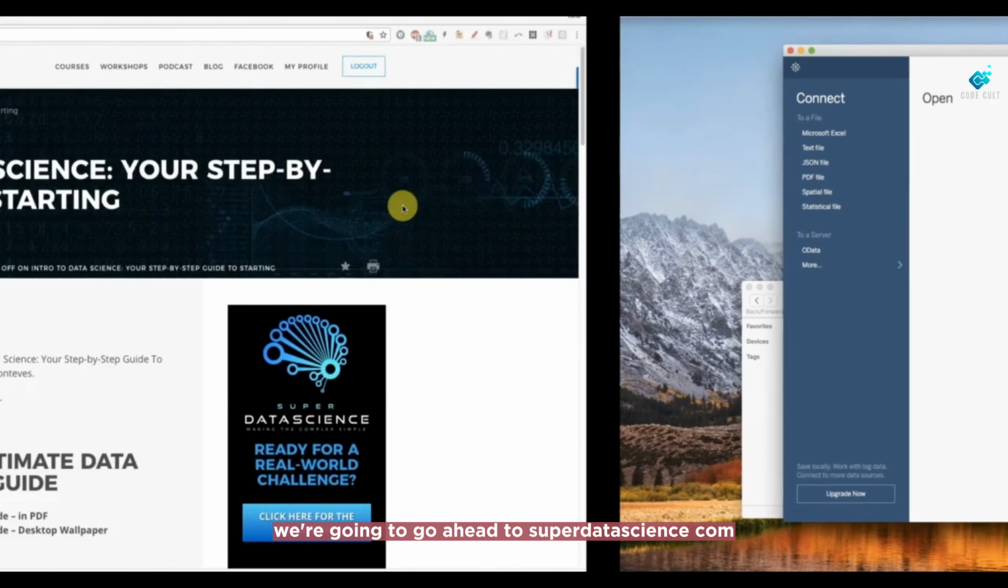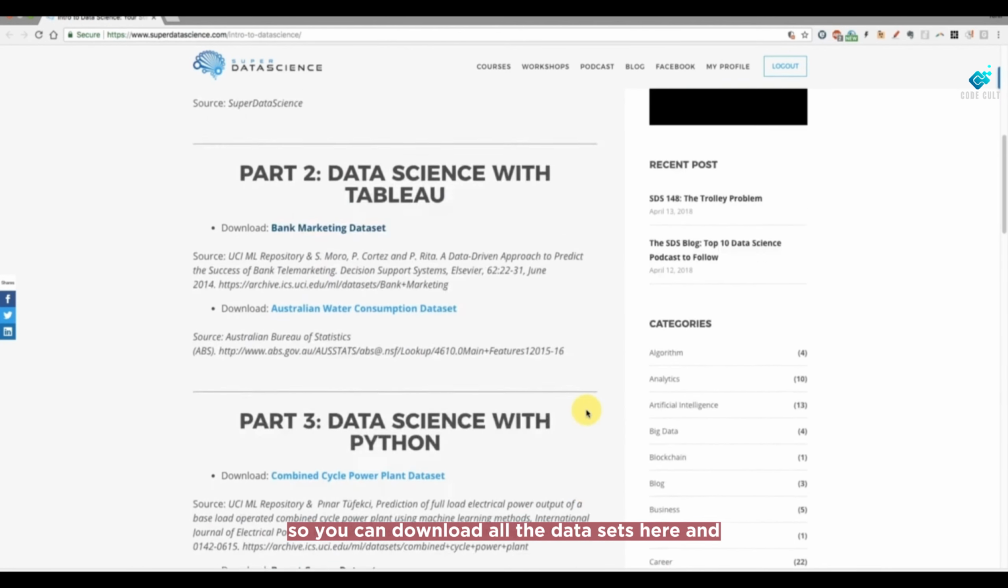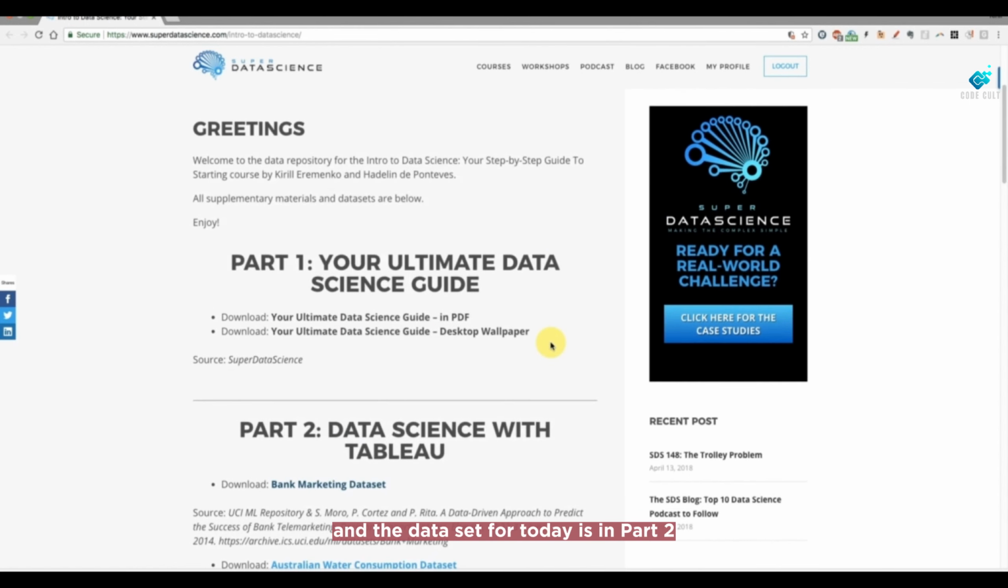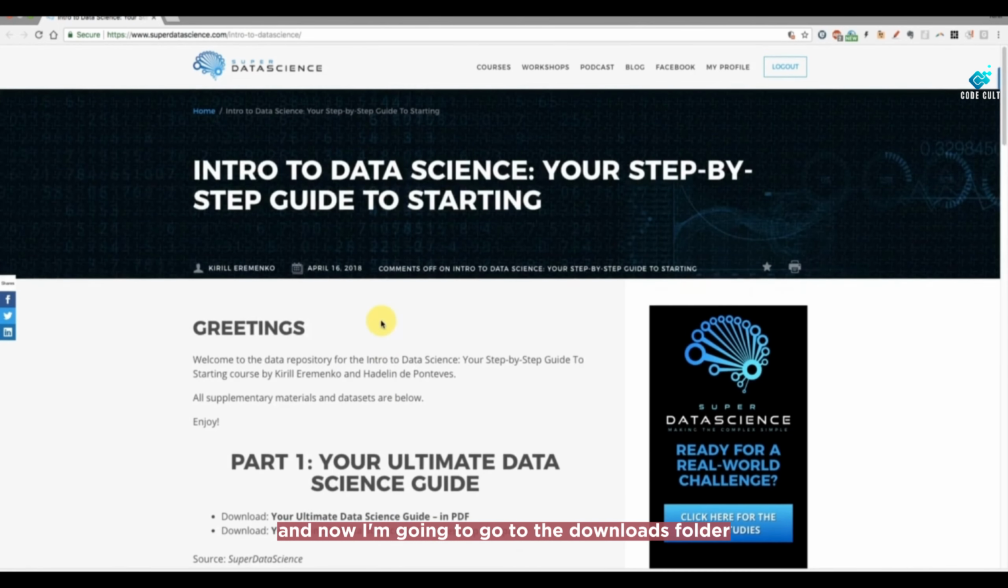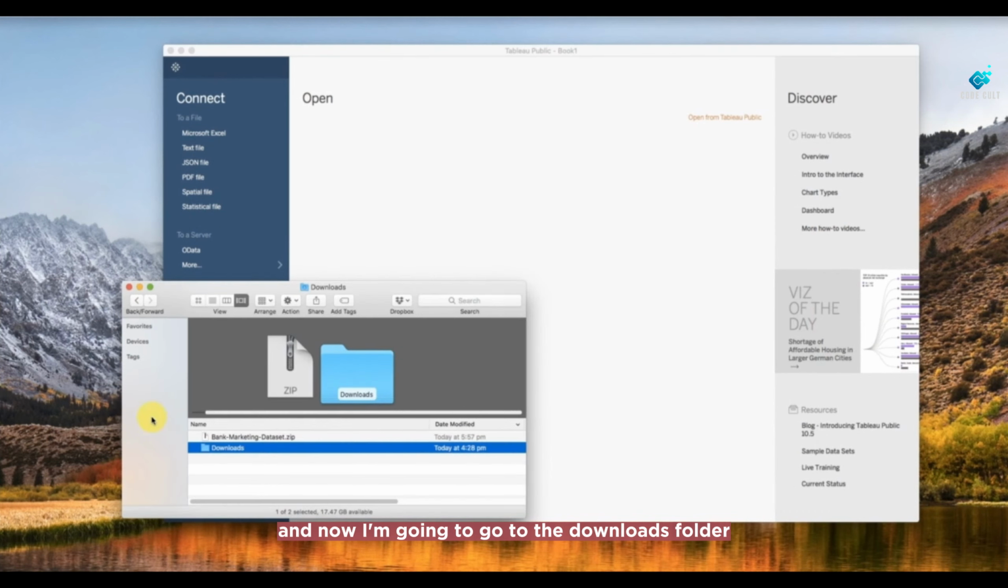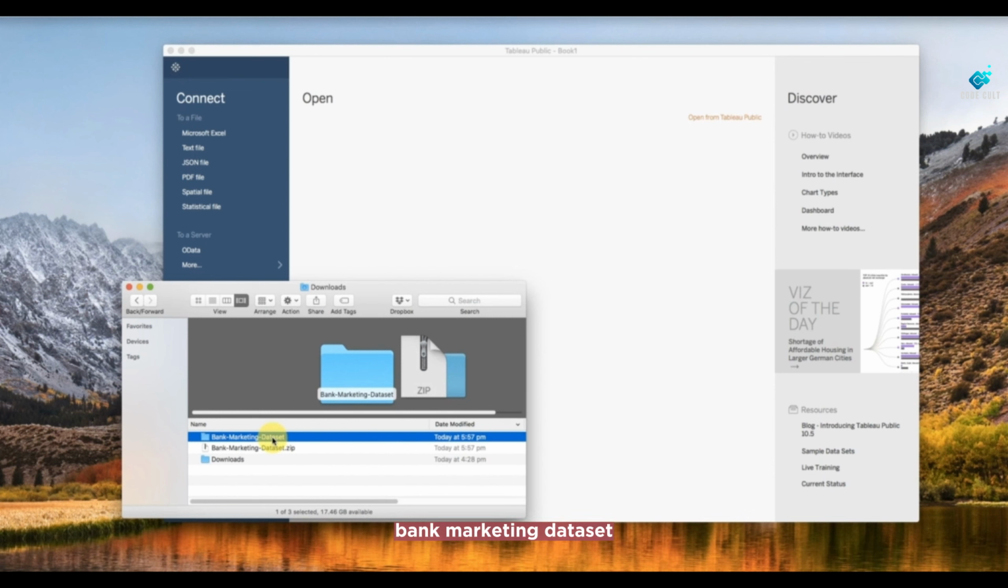So in order to get the dataset, we're going to go to superdatascience.com/intro-to-datascience. This is the page on Super Data Science where all of the materials for this course are hosted. So you can download all the datasets here and any additional materials we talk about. The dataset for today is in part 2, Data Science with Tableau, and we're going to download this one here, Bank Marketing Dataset. There you go, it's downloaded, and now I'm going to go to the Downloads folder and unzip the file. So there it is, Bank Marketing Dataset.